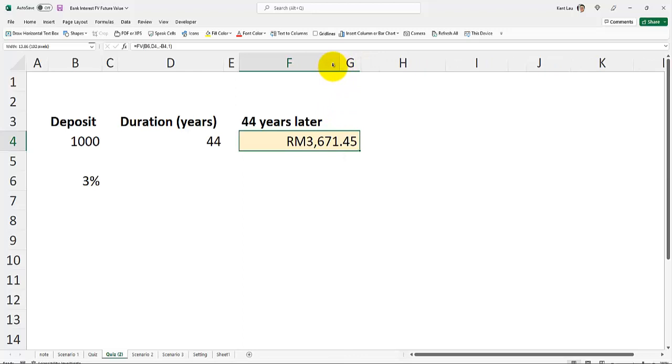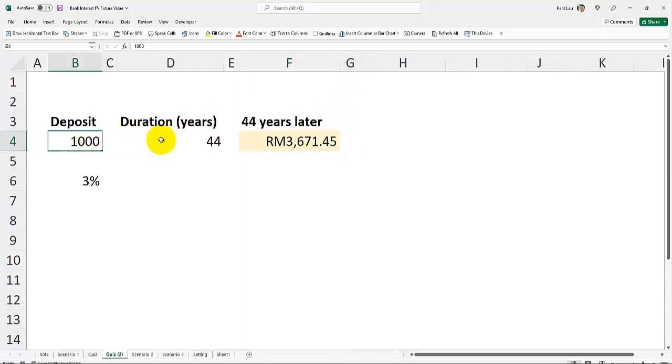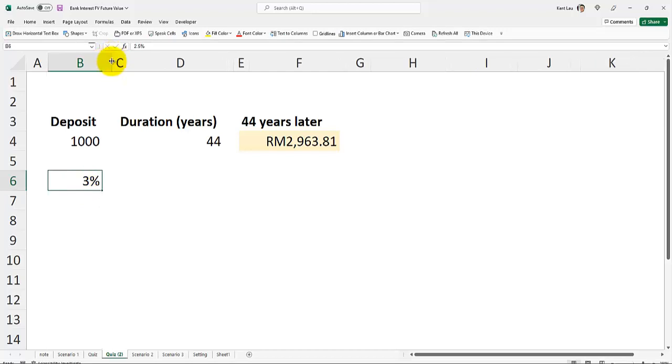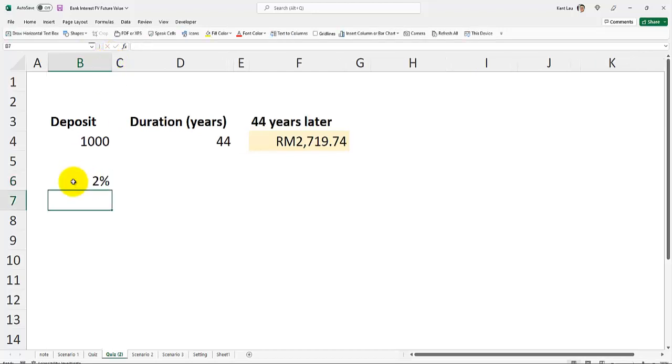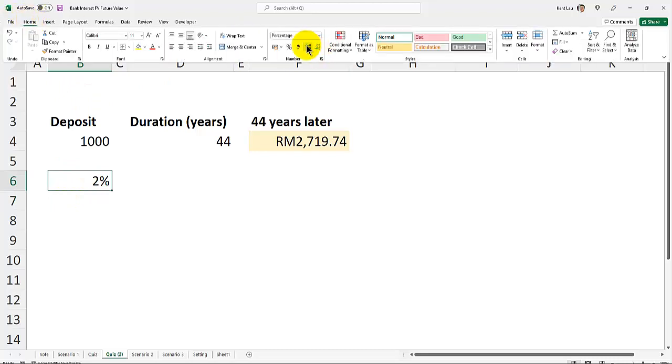Okay, so 1,044 a year at 3% is this, right? At 2% it becomes 2,360.90. Right? So let's just say 2.5. Okay, so maybe 2.3. Okay, 2.3 is 2,700, and that is for 1,000.